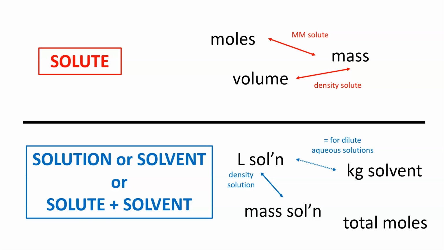That little dashed line there is an approximation that we can make for dilute aqueous solutions, which is a pretty common situation. If we have a solution where water is our solvent and the concentration isn't very large, so it is quite dilute, we can approximate that the liters of the solution is approximately equal to the kilograms of that solvent. If we need to deal with total moles of things, then all bets are off. Then we have to go back to the beginning and recalculate based on knowing what went into that solution. There isn't a straightforward, simple conversion there.